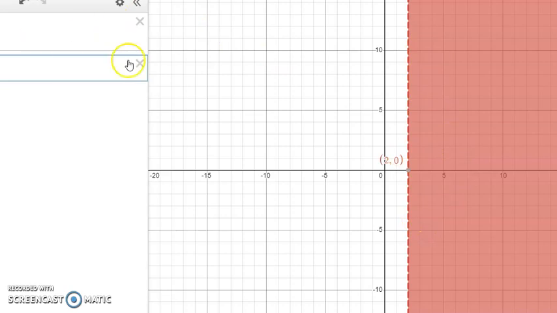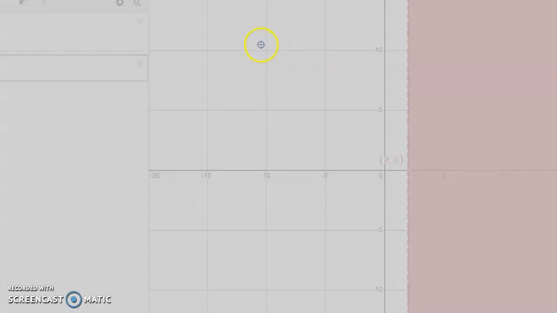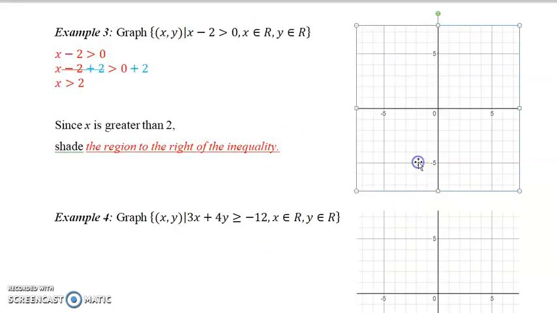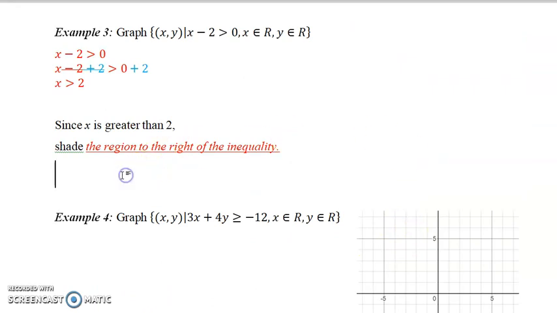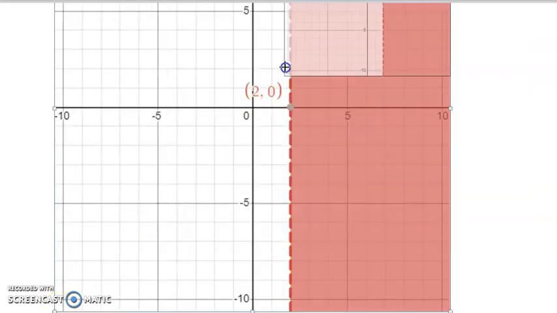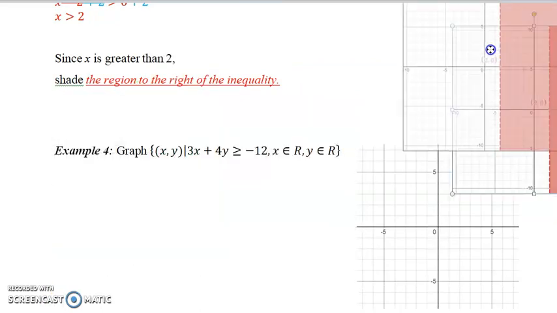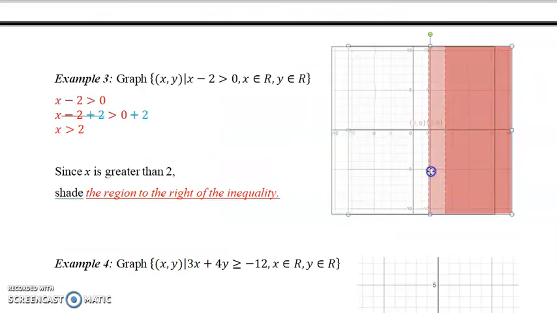All right? And obviously we shade to the right of the inequality because it's all the x values greater than 2. So 3, 4, 5, and so on. Or 3.5, whatever the case may be. So I'll take a picture of that graph. Put it in our notes. And there it is. Okay?